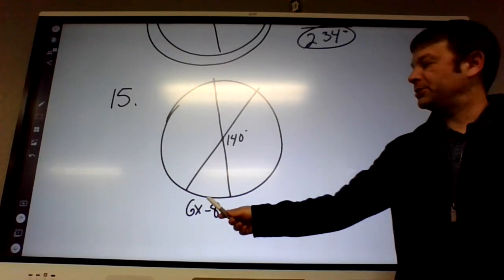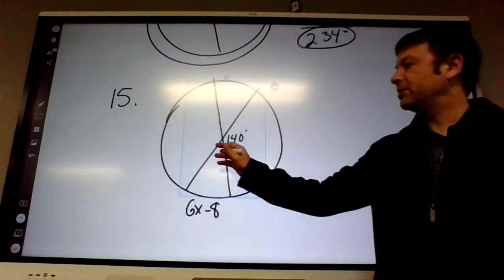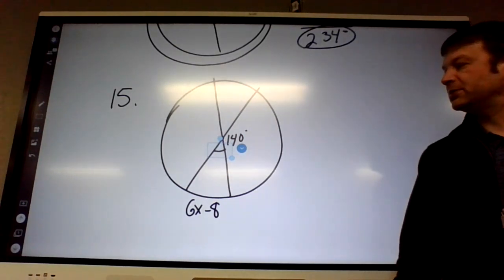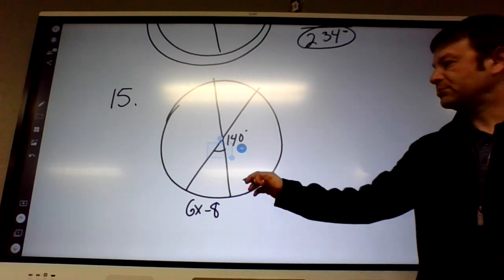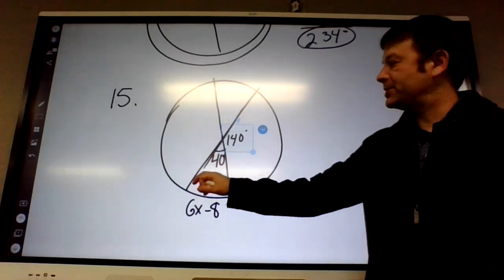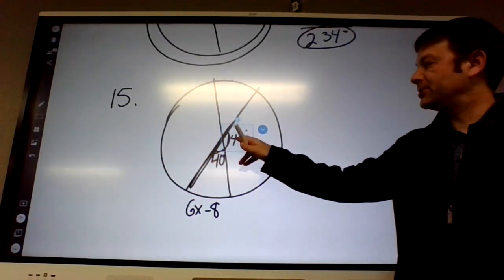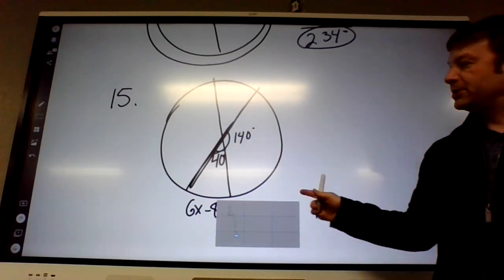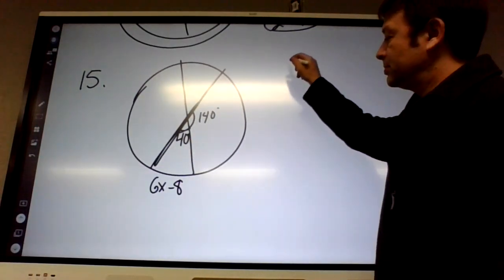This arc should be equal to what angle? This bottom angle right here. If that's 140, what's this gotta be? Yeah. These two angles make a straight line. Do you guys see it? So they have to add up to 180. So 180 minus 140 is 40. So, Cadence, what will the equation be to solve for x here?